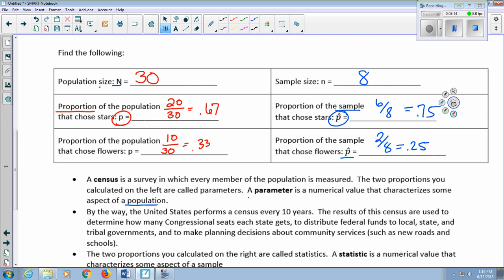P over a parameter goes with population. So we can remember that because parameter starts with P and population starts with P. Typically, parameters are unknown. And that is why we are doing the survey to begin with. And so typically we wouldn't be able to actually find the parameter. We would only have our estimate based on our sample. But these over here are our parameters.